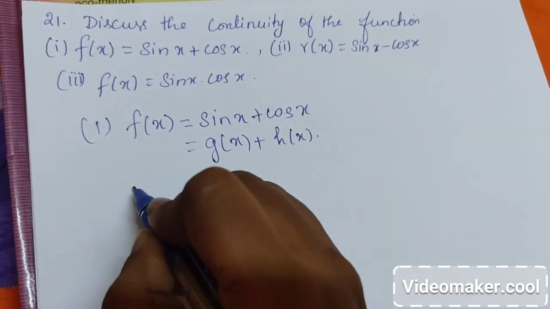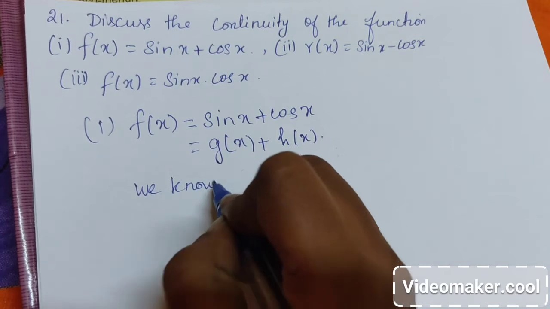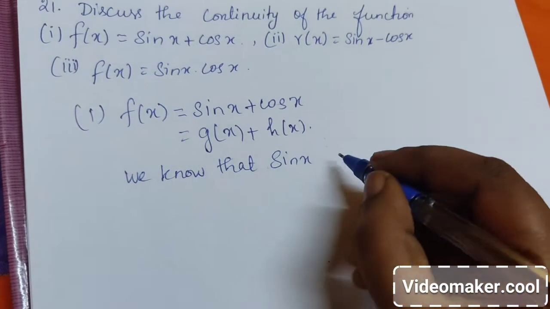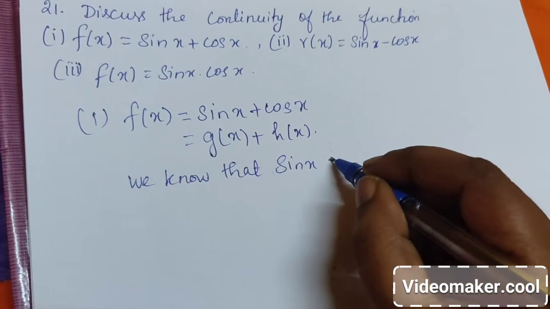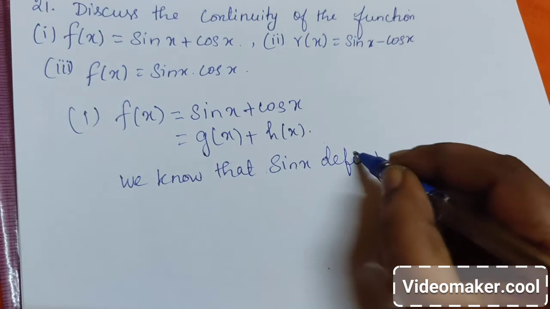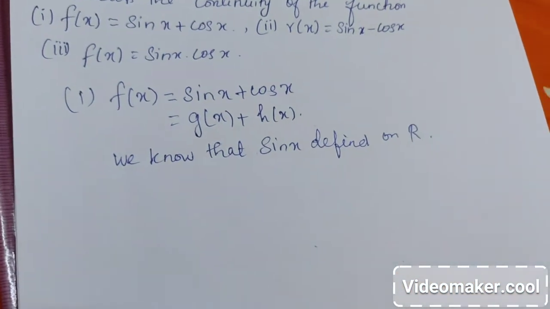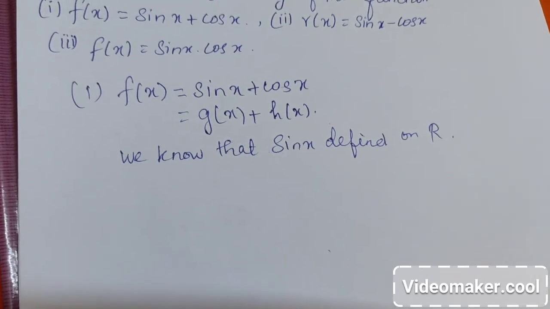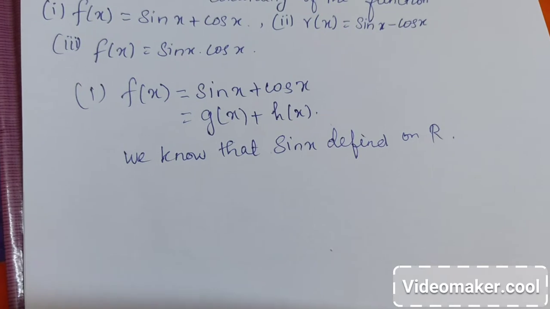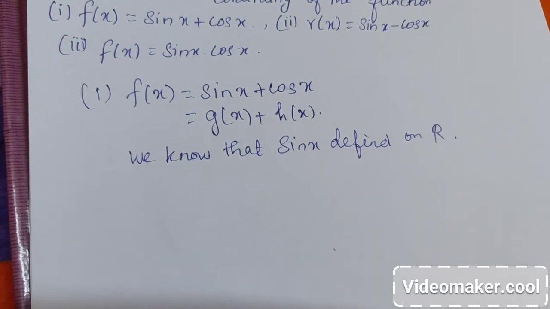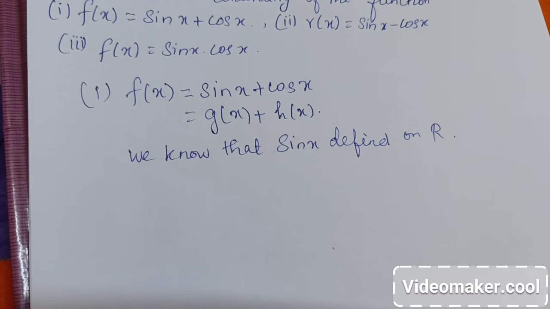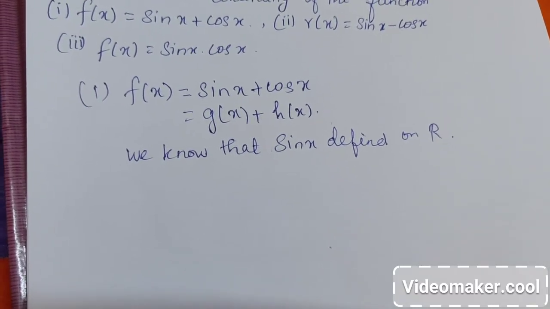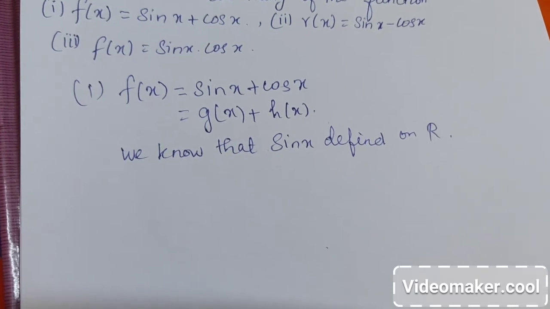Now we know that sin x is defined on all real numbers. The function is defined on R, because for all radian measures we can find some values for sin theta. So each radian measure has been mapped with one real number, so we can state the sin x function is defined on R. Not only the sin x function, the cos function as well.